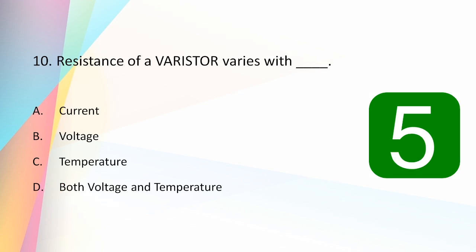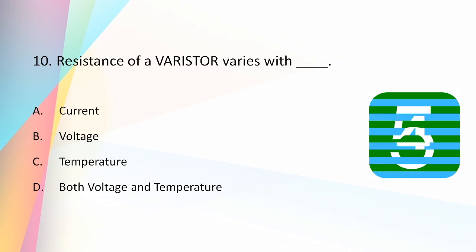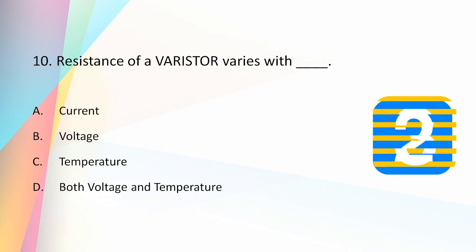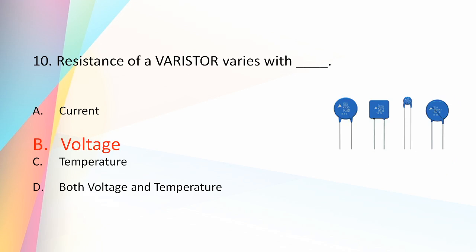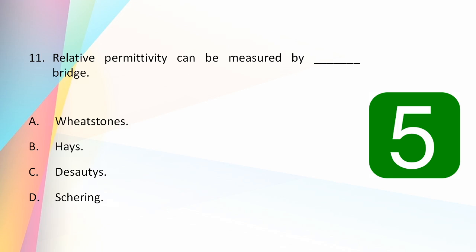Resistance of a varistor varies with current, voltage, temperature, both voltage and temperature. And here you go. And the answer is voltage. A varistor or variable resistor is an electronic component whose electronic resistance varies with the applied voltage. It is also known as voltage dependent resistor or VDR.